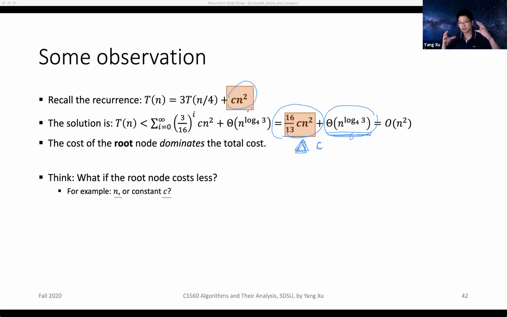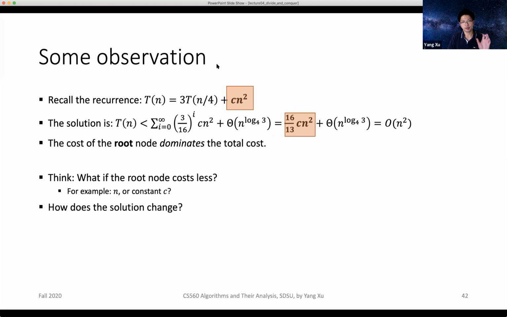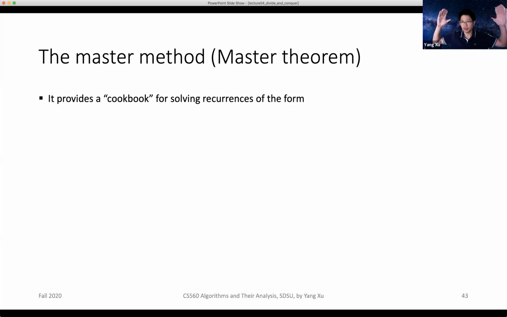So I'm showing that the relative growing speed of the two components can decide the final solution to the recurrence. Okay, so we can imagine that the solution would be changed if the root node changes its form. Okay, all right. Let's look at the full outline of the master theorem, how it looks like.